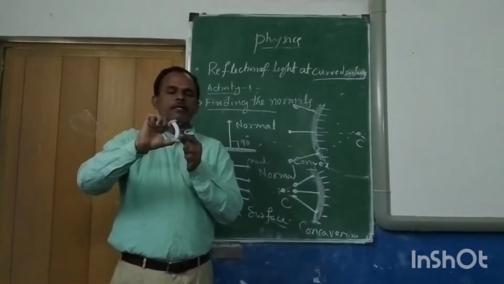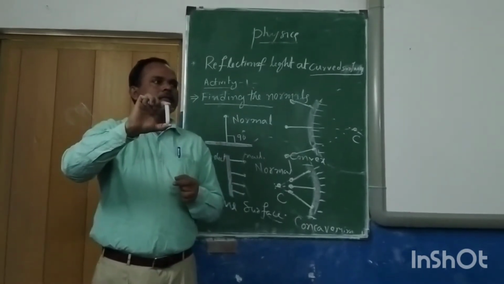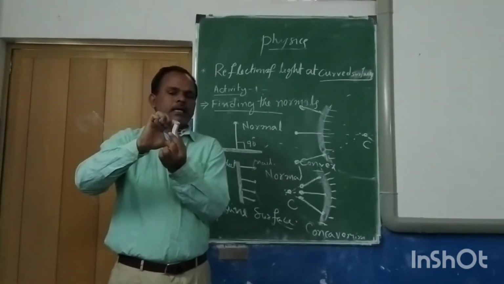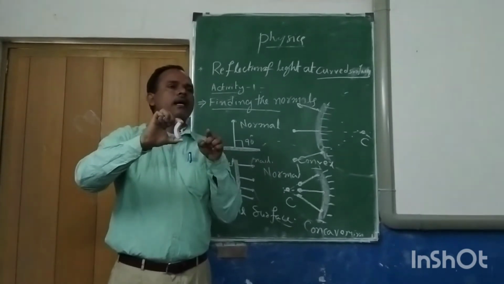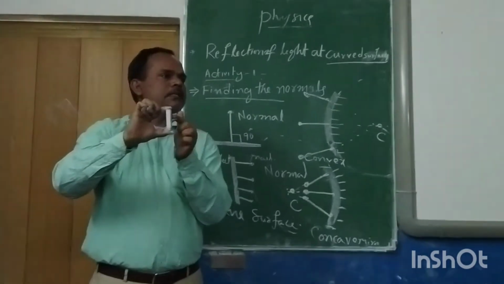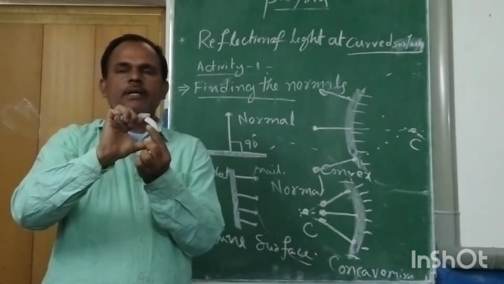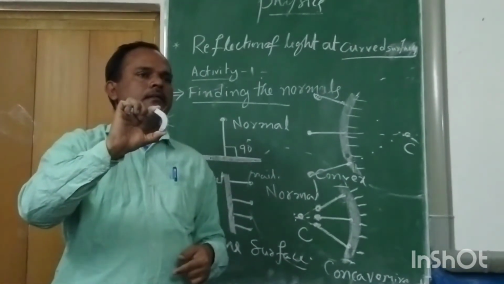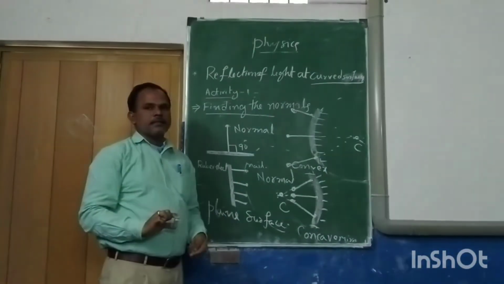Similarly, if we remove the bend slowly, it becomes the same normal axis. If the surface is bent towards the center and the reflecting surface is inward, you can say it is concave, and the normal is exactly perpendicular to the surface. Again, if the non-reflecting surface is bent towards the center, you can say that is a convex mirror. So by this activity, we can find the normal axis.